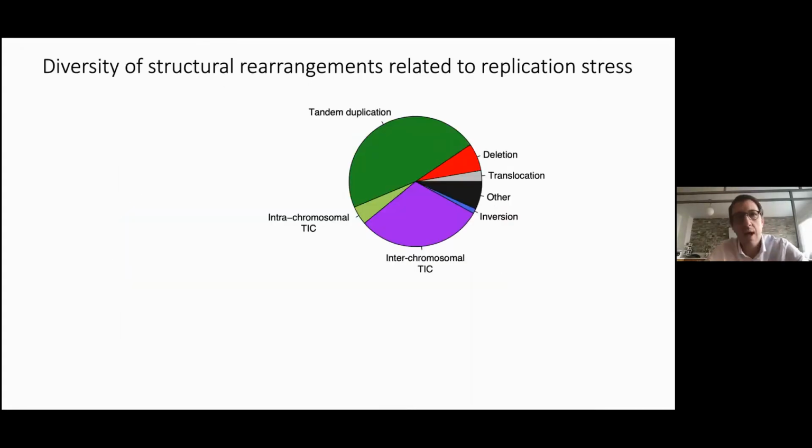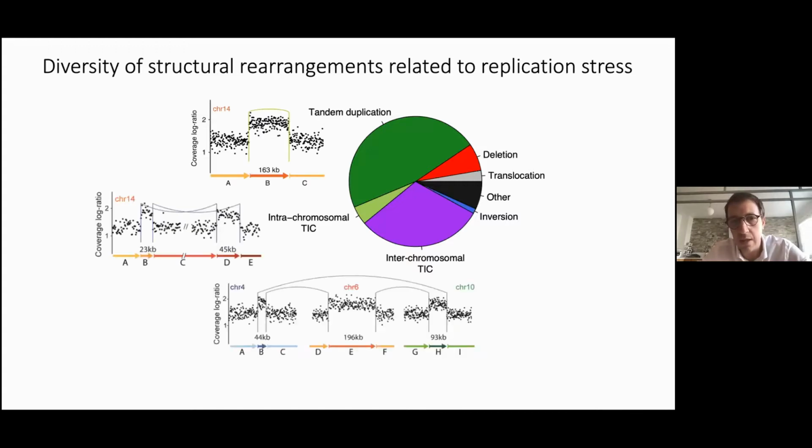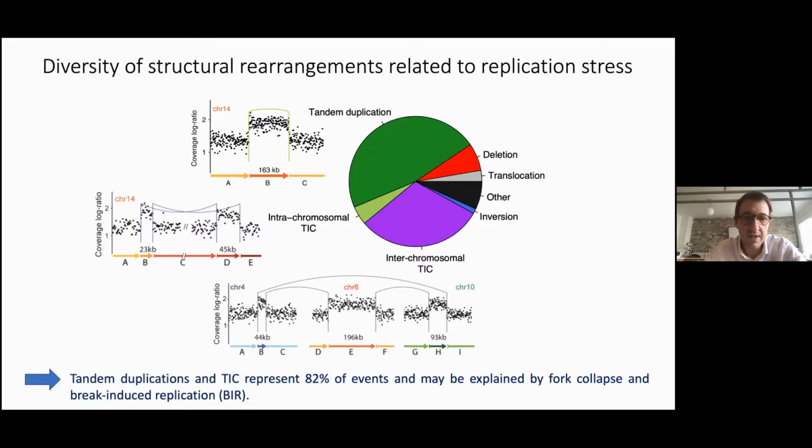So overall, we have a diversity of structural rearrangements related to replication stress. About half of them are classical tandem duplications, and another 40% are templated insertion cycles that can involve intrachromosomal or interchromosomal events. All these events that represent 82% of alterations in this subgroup can be explained by a break-induced replication mechanism in which the replication machinery is stalled at some point, will jump to another location, replicate a stretch of DNA, and finally come back to the original site of replication.